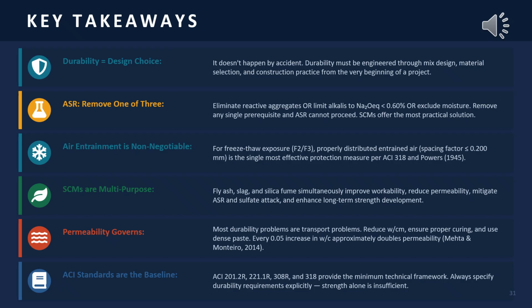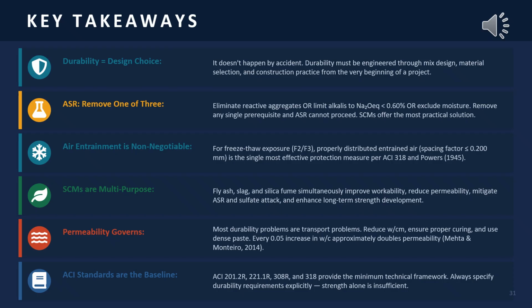Fifth, permeability governs. Almost every durability problem is at root a transport problem. Control the water-cement ratio, cure properly, and use dense paste, and you address the root cause of most deterioration mechanisms at once. Sixth, ACI 201, 221, and 318 are your baseline. Never design below these standards. Always specify durability requirements, not just compressive strength.